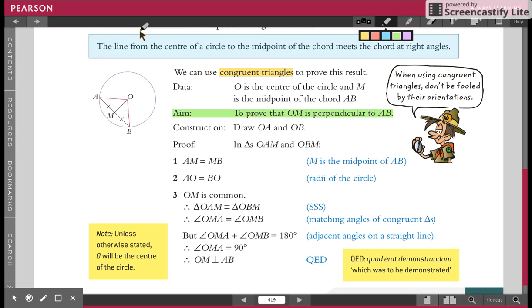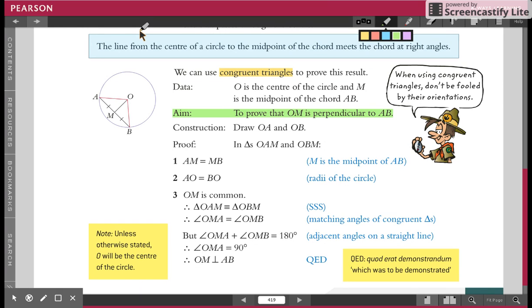Now, we have considered that the midpoint M of the chord AB is what we're going to use. So therefore, you can take AM and MB to be equal. That's why they're shown with a dash each on each line. Similarly, I want to jump to OM is common. That was used in previous proofs.